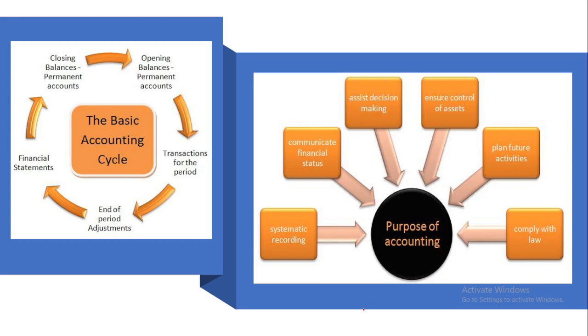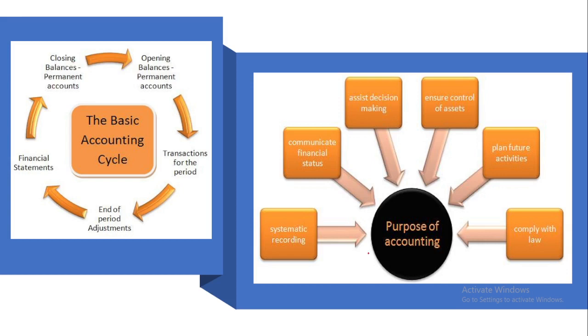So, the purpose of the accounting cycle. We have the basic accounting cycle. The purpose of this basic accounting cycle is that for each and every transaction, there will be an opening balance, which is performed in a permanent account, and then the transactions during that period will be recorded, and therefore we have an end period adjustment. If there are any adjustments that have not been recorded, we record them, and after that we prepare our financial statements. From the financial statements, we close off the books.